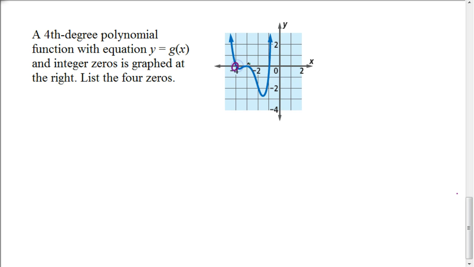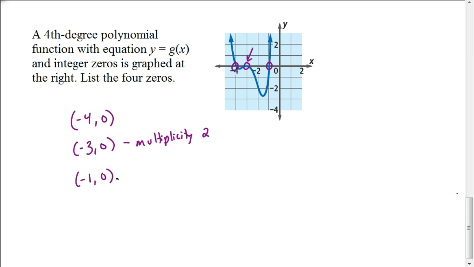Okay, you should have noticed that there are 3 x-intercepts. If you look at this one here, that one doesn't go through that point, so it has a multiplicity of 2. So my zeros would be the coordinate -4, 0, then -3, 0, and that one has a multiplicity of 2. And then -1, 0 would be our fourth zero, or our fourth root.